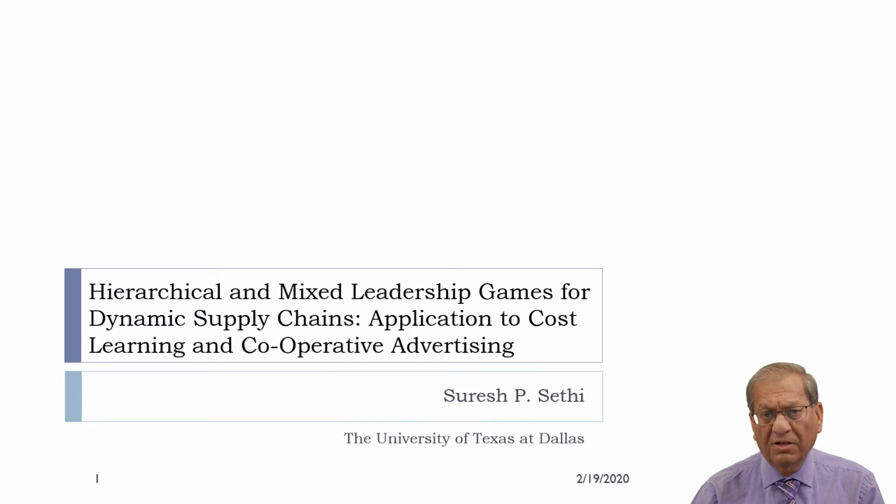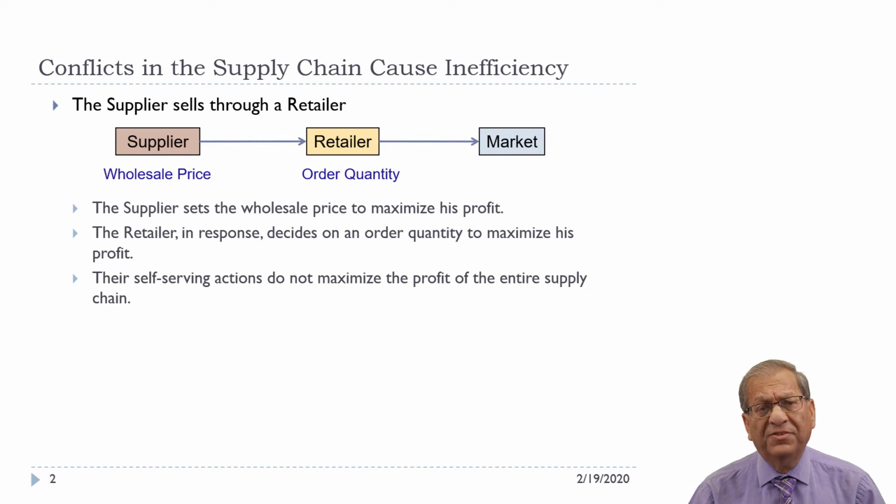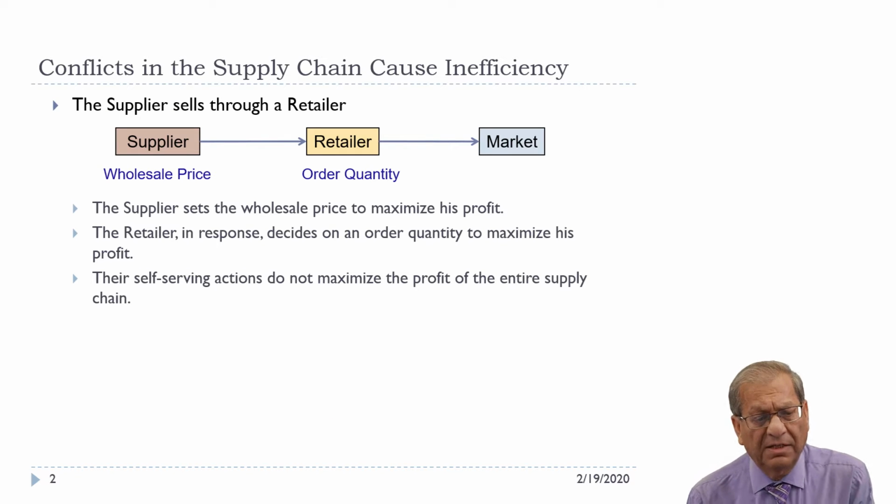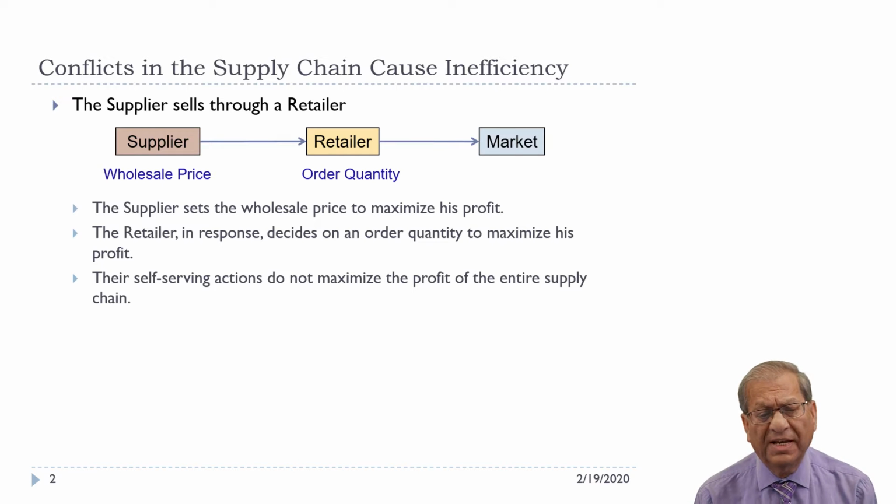Today, my talk concerns dynamic supply chains and the hierarchical games required to model them. So we begin by looking at a very simple supply chain. In this supply chain, a supplier sets the wholesale price and the retailer orders the quantity from the supplier in order to sell the goods in the market.